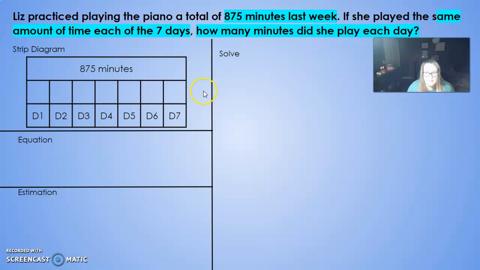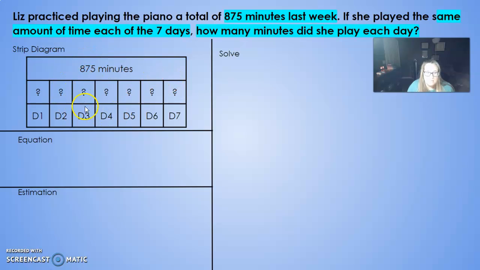So my strip diagram is going to look like this. I know my total. It's 875 minutes, and I know there are 7 days. Day 1, 2, 3, 4, 5, 6, and 7. The D stands for day. And I am looking for how many minutes she played each day. So I'm going to put a question mark in each of those boxes.